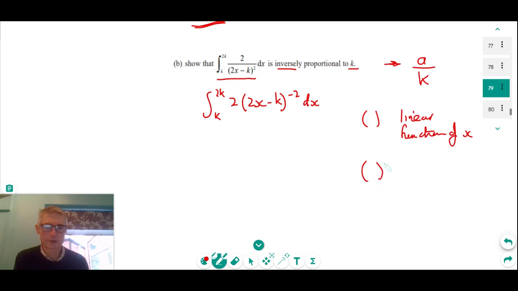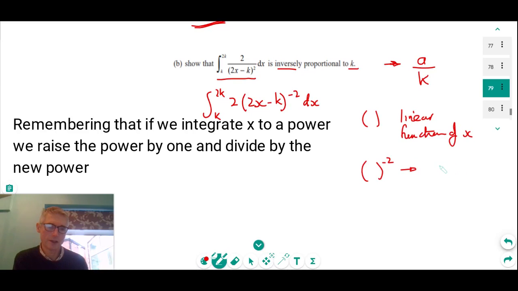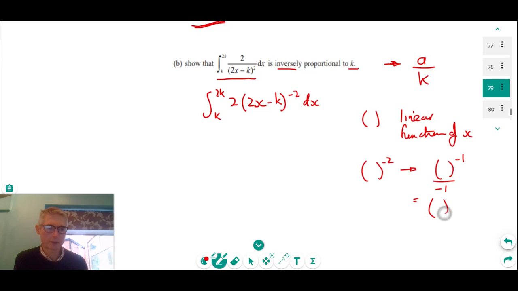So if we've got minus 2, imagine that was not a bracket but an x to the power minus 2 being integrated. That would integrate to x to the minus 1, but then we'd have to divide by the minus 1. So dividing by minus 1 would mean that that would equal whatever's inside the brackets to the minus 1, with a minus taken to the front. But also, what we then have to do is divide by the derivative of what's inside the brackets. So we differentiate 2x minus k and divide by that.